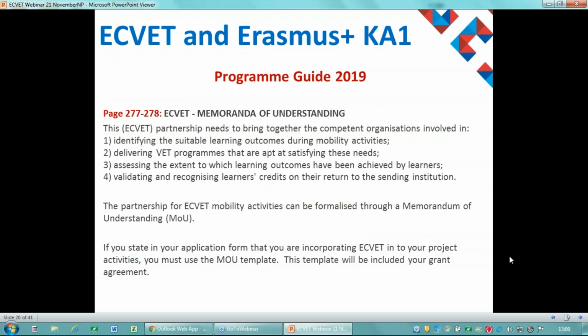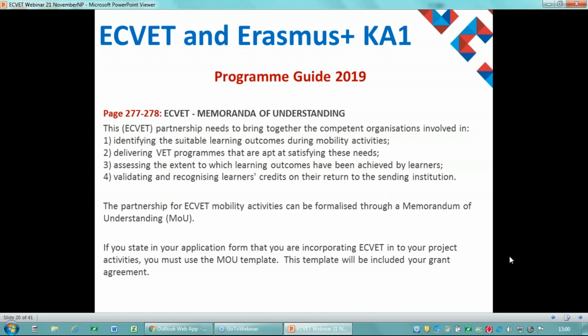Again, back to the programme guide, just to highlight some of the documents we're going to be looking at in this webinar. On page 277 and 278, there's reference to a Memorandum of Understanding. Again, a key document that must be in place if your project application says that you're going to be using ECVET. What the MOU does is it identifies the learning outcomes to be achieved during a mobility activity, ensures that the activities and tasks of the mobility allow those learning outcomes to be achieved, assesses whether the learning outcomes have been achieved, and finally, what the process is for validating and recognising that.